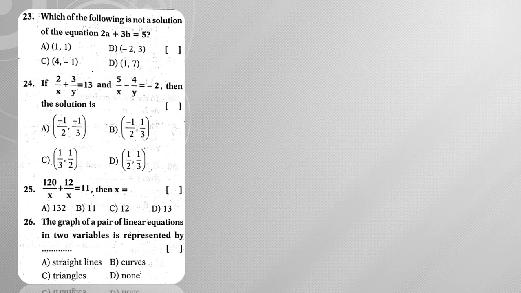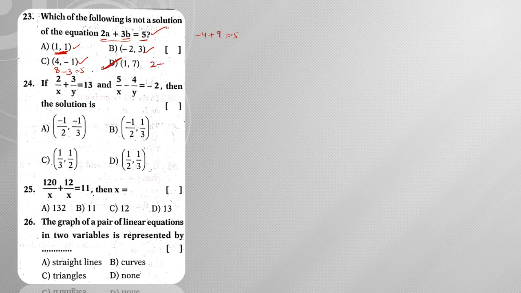Next, which of the following is not a solution of the given equation? 2a plus 3b is equal to 5. So if you substitute a is equal to 1, b is equal to 1, 2 1s are 2 plus 3 1s are 3, 2 plus 3 is 5. So the first option is satisfying, but what he is asking is not a solution. So this is satisfying. Next, (-2, 3): 2 into minus 2 is minus 4, plus 3 into 3 is 9, so 9 minus 4 is 5. So it is also satisfying. Next, 4 2s are 8 minus 3, so 8 minus 3 is 5. It is also satisfying. That means clearly option D would be my answer.